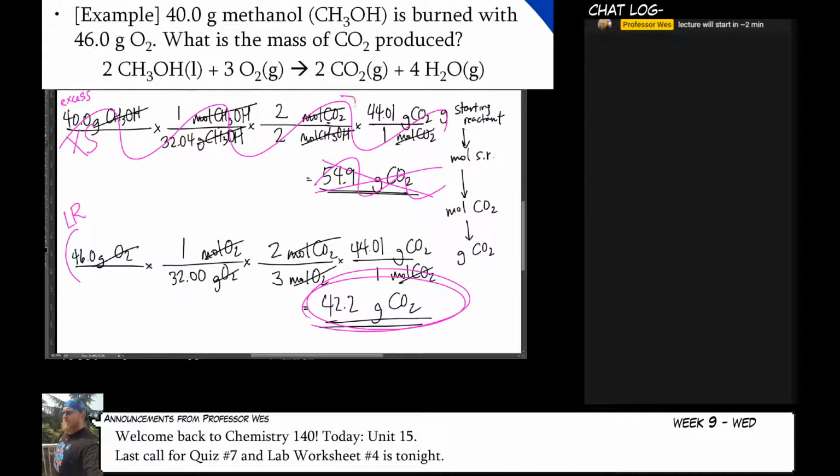Oops, where'd my pen go? So you could have stopped right here in both of these and gotten a number of moles of CO2 and then just chosen the one that's smaller. But I feel like for an introductory class, we'll just do the problem all the way through. It's good practice. And then you just circle the smaller number at the end.